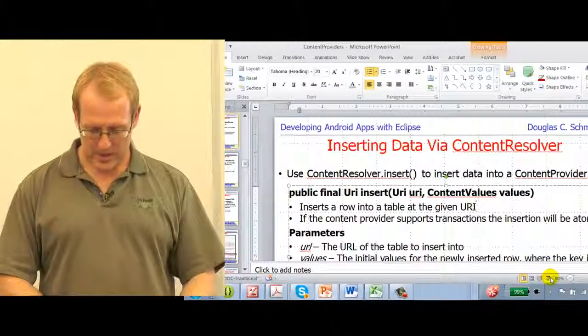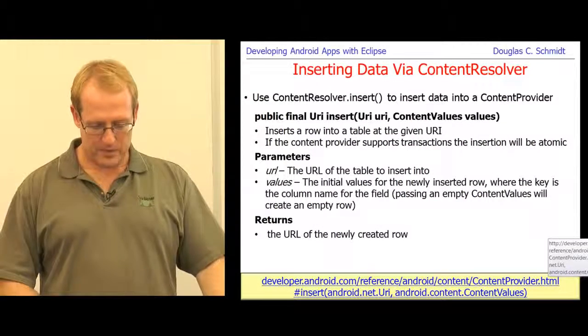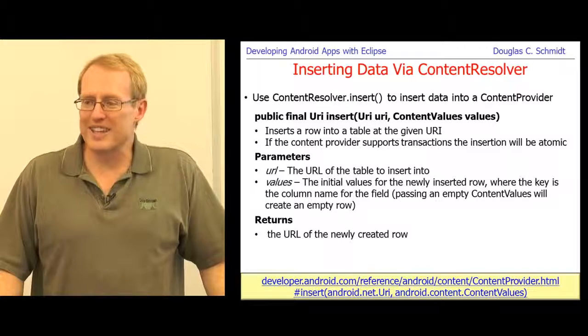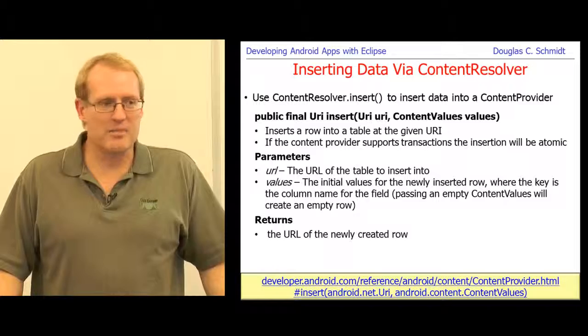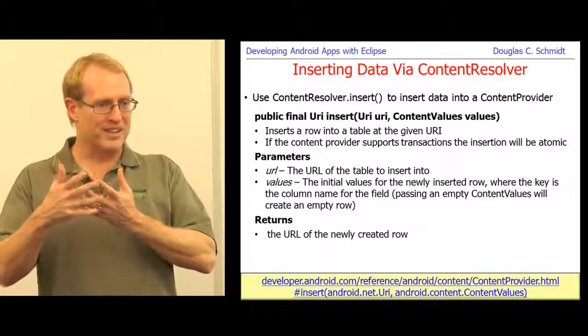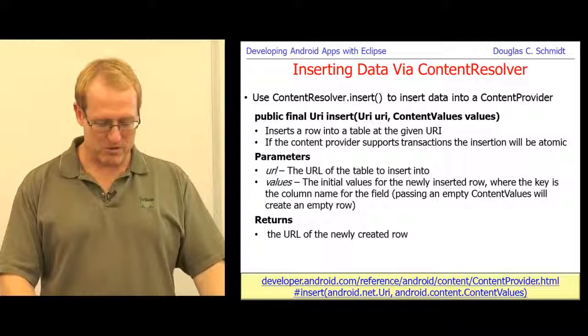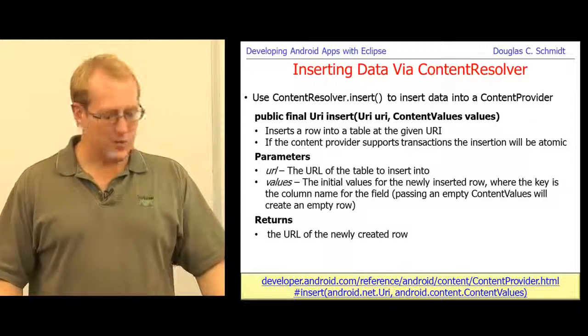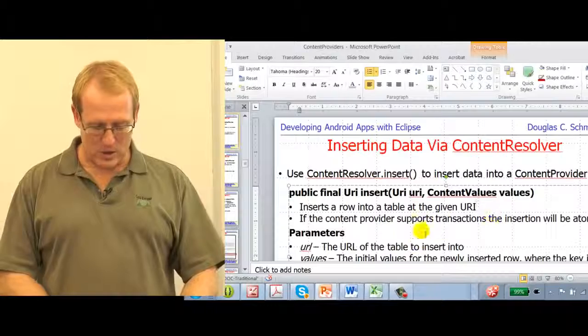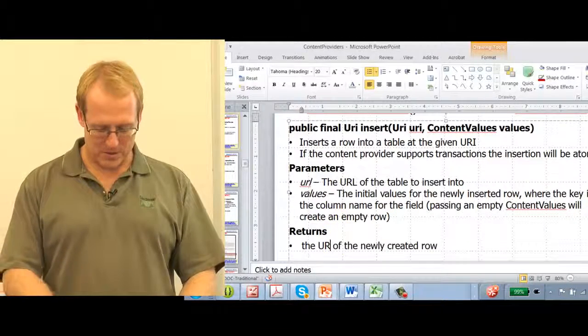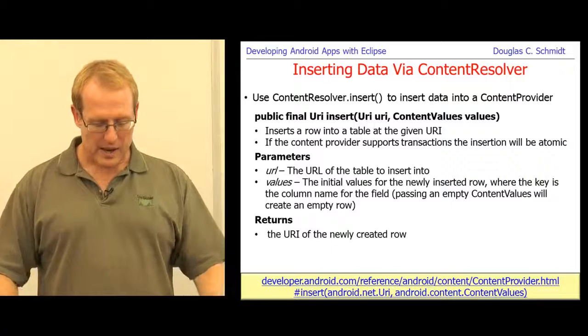There we go. And so that, if you're going to implement this using the underlying SQLite mechanisms, it's pretty much just grab the content values that come in and throw it into the underlying database. Pretty straightforward. And it returns to you the URI of the newly created row. I don't know why I keep saying URL. That's probably left over from previous versions.